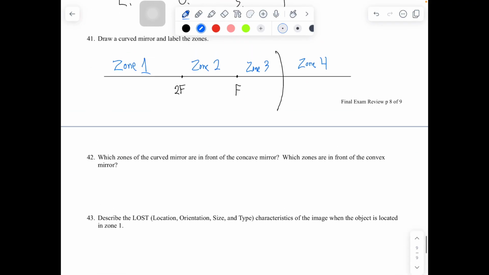Number 42, which zones of the curved mirror are in front of the concave mirror? Which zones are in front of the convex mirror? Well, zone 1, 2, and 3 are in front, as we can see right up here. Those are in front of the concave mirror. We say it's concave because it looks like a cave, right, as you're entering it. In front of the convex mirror is just zone 4.